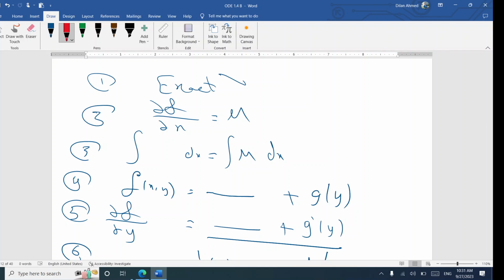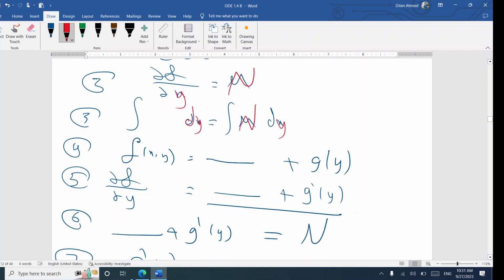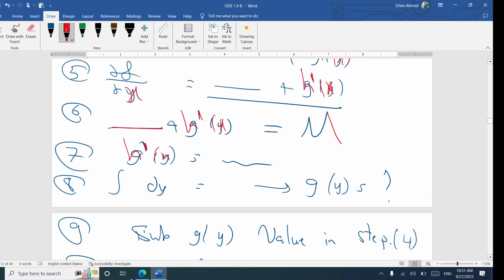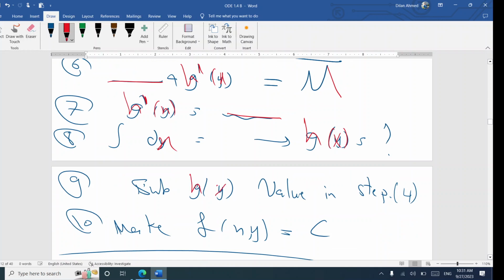How about if the student asks, what if I used something else? The same steps: partial by y equals n. Take the integral by dy, you got it? Then you will get something plus h of x. Take a partial by x and you'll get h prime of x, and make it equal to m. Then you will find h prime of x equal to something. Integrate by x, you will get h of x. Put h of x in the value in step 4, you will get the same result.